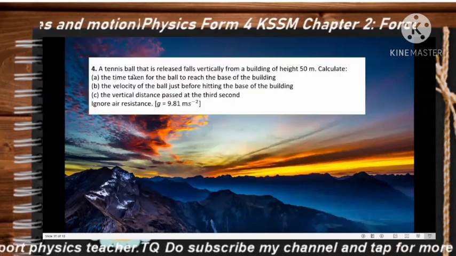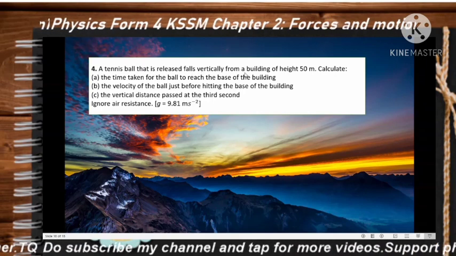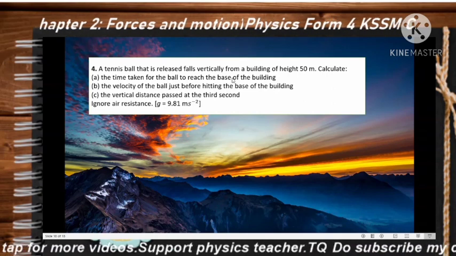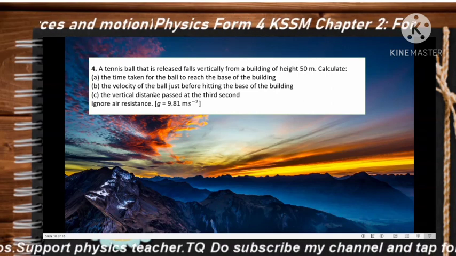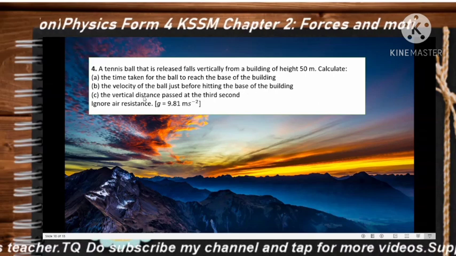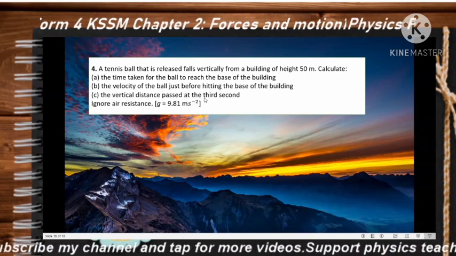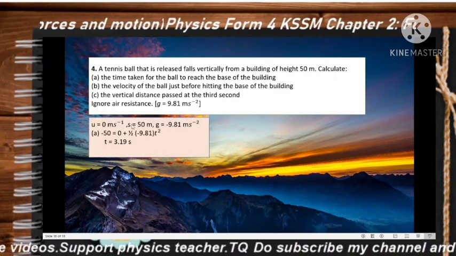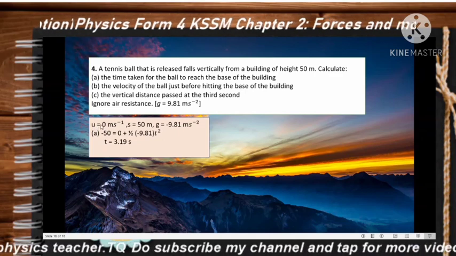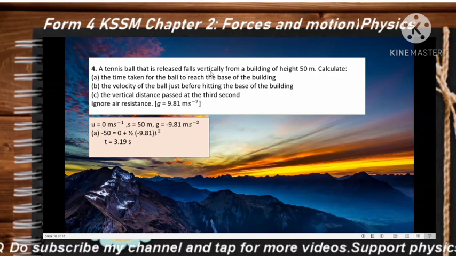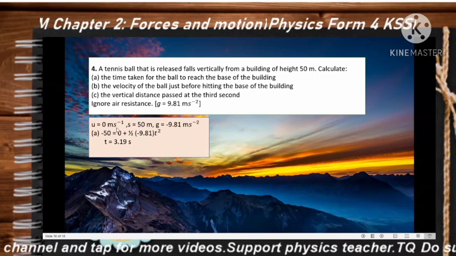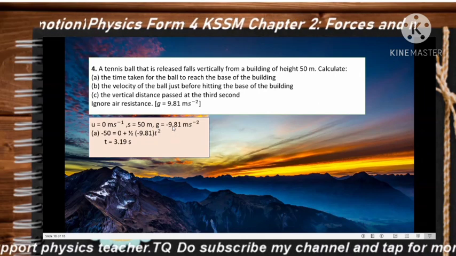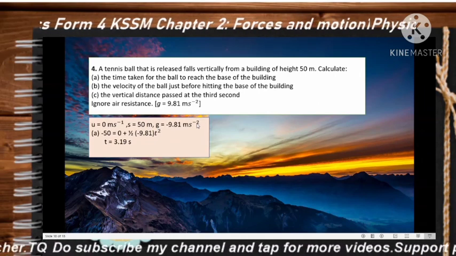Okay, number 4, a tennis ball that is released falls vertically from a building of height 50 meter. Calculate the time taken for the ball to reach the base of the building, the velocity of the ball just before hitting the base of the building, and the vertical distance passed at the third second. This is also a free fall case. Okay, now we'll list out all the information. Initial velocity 0 because it is released or falls downwards. Okay, s is positive value 50 meter, g is always negative, negative 9.81 meter second to the power negative 2.